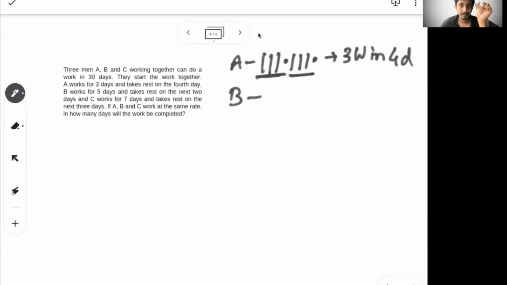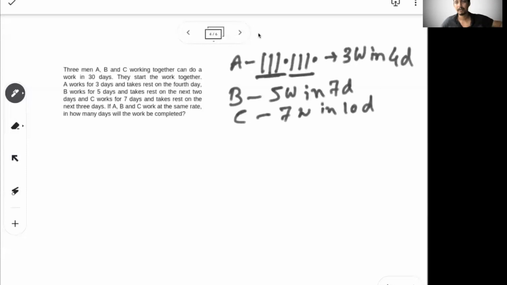Similarly, B works 5 days and takes rest on the next 2 days. So B has 5 working days in 7 days. Similarly, C works 7 days and rests 3 days. So C has 7 working days in 10 days. So for A, each 4-day cycle has 3 working days. For B, each 7-day cycle has 5 working days. For C, each 10-day cycle has 7 working days.